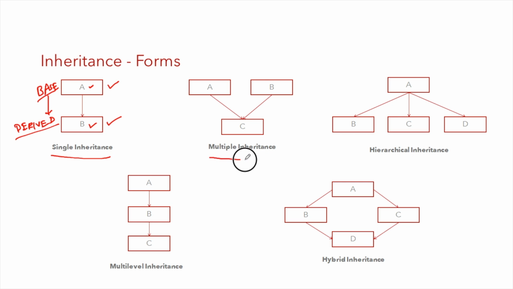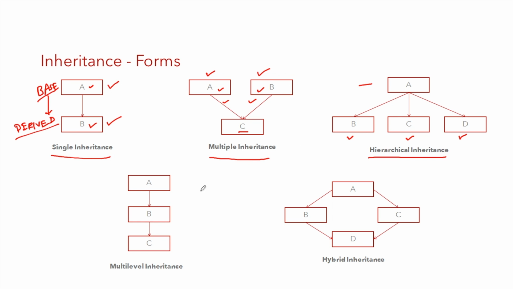And then we have multiple inheritance, wherein we have multiple base classes, and properties or data members of these two base classes will be inherited by your derived class. So A and B are my two base classes, and C is my derived class. C is deriving properties or data members of class A and B. Then in hierarchical inheritance, we have a single base class, and properties of your base class A are inherited by three different derived classes B, C, and D.